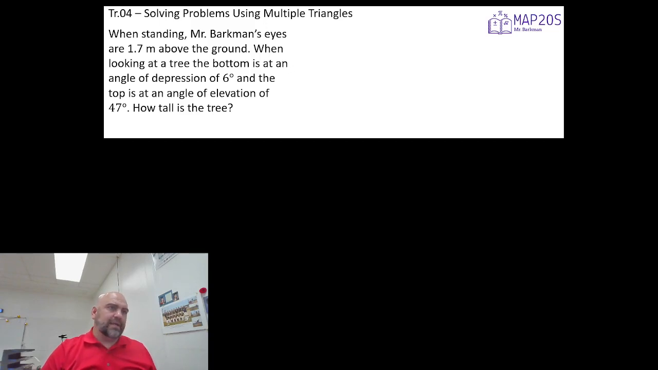We're going to take a look at an example here of solving a multi-triangle problem using a word problem. It's going to involve drawing out a diagram, understanding where certain pieces are, and then going through the steps in order to solve our triangle. So let's start off with our question.